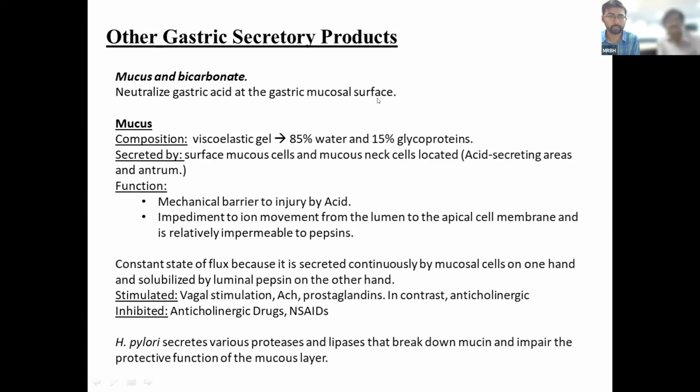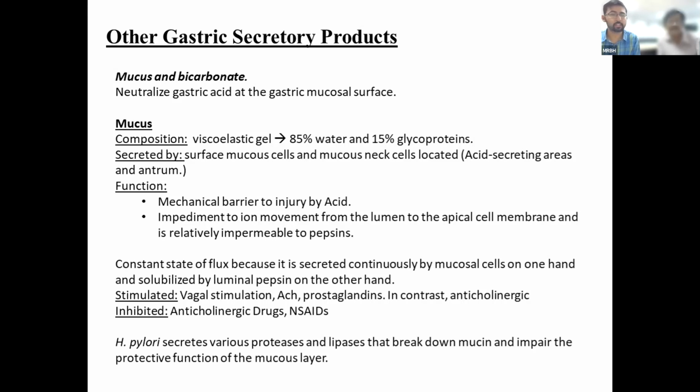The first of which is the mucus and the bicarbonate. Their main role is that together they neutralize the gastric acid at the gastric mucosal surface. The mucus is a viscoelastic gel that is composed mainly of water. It is secreted mainly by the mucous neck cells and also by the surface mucus cells, and these are present at the acid secreting areas and at the antrum of the stomach.